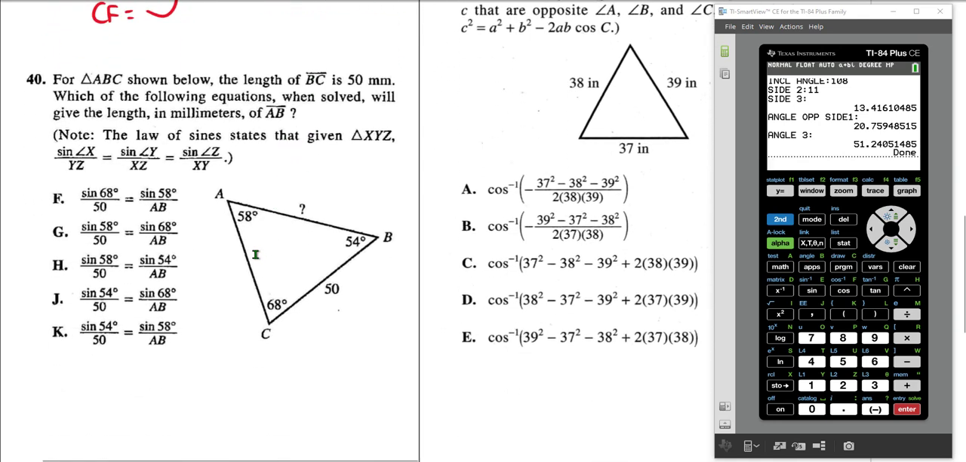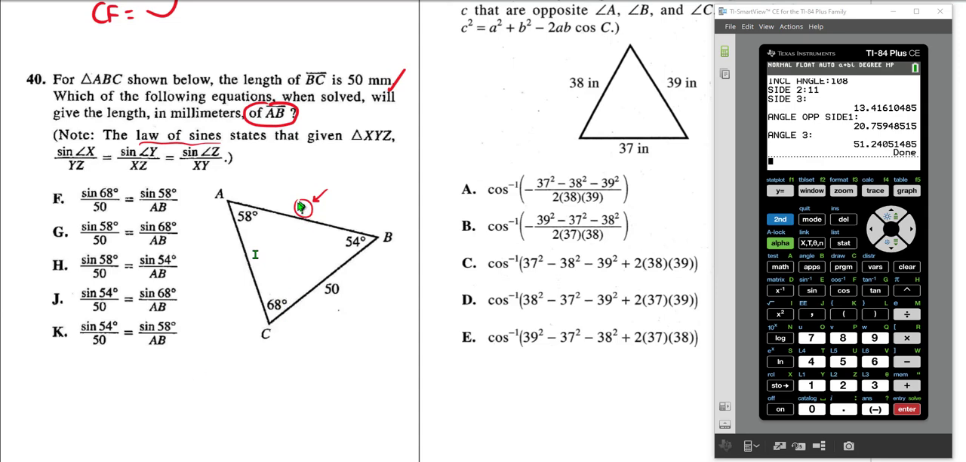Moving on to number 40. For triangle ABC shown below, there's ABC. The length of BC is 50. They've labeled that for us. Which of the following equations, when solved, will give us the length of AB? So they've marked AB with the question mark. That's the side that we need to find an equation that will allow us to solve for. So clearly, what are we using here? The law of sines. We can see the answer choices are structured like the law of sines. So clearly, we're going to be using the law of sines here.